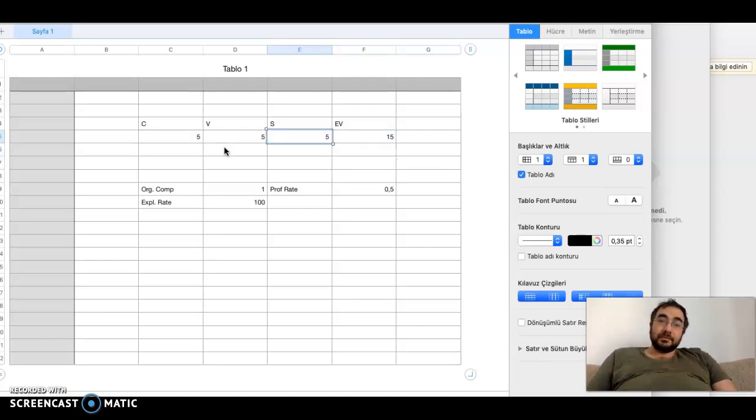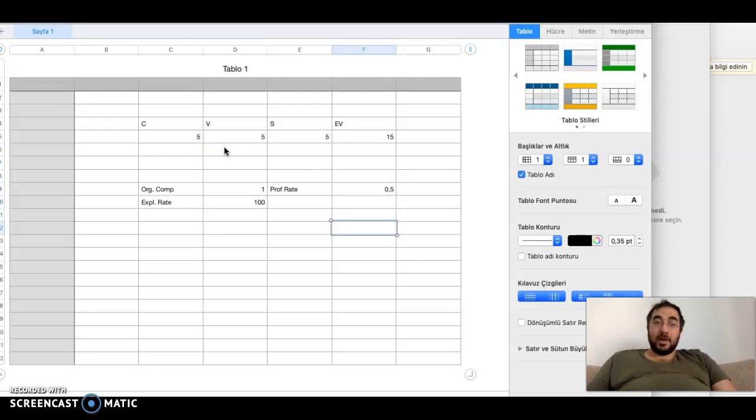However, there are two things that might actually change. First, we assumed the exploitation rate remained the same, and the organic composition is also one. Both might actually vary. The exploitation rate might vary in one way.